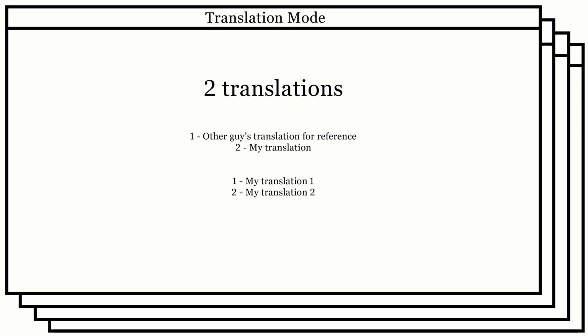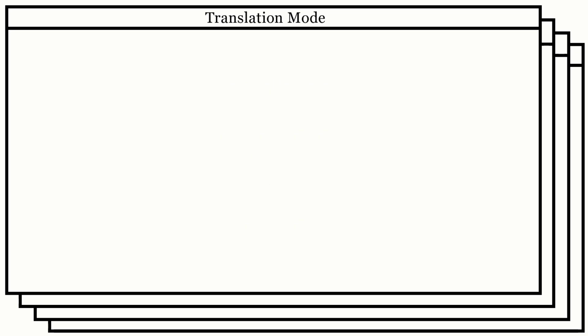Another reason you might want to have two translations in translation mode is you might have two different existing translations of some work and they're both copyright free, and all you're doing in translation mode is comparing them, maybe adding a gloss to them, and matching them up to the original text line by line.